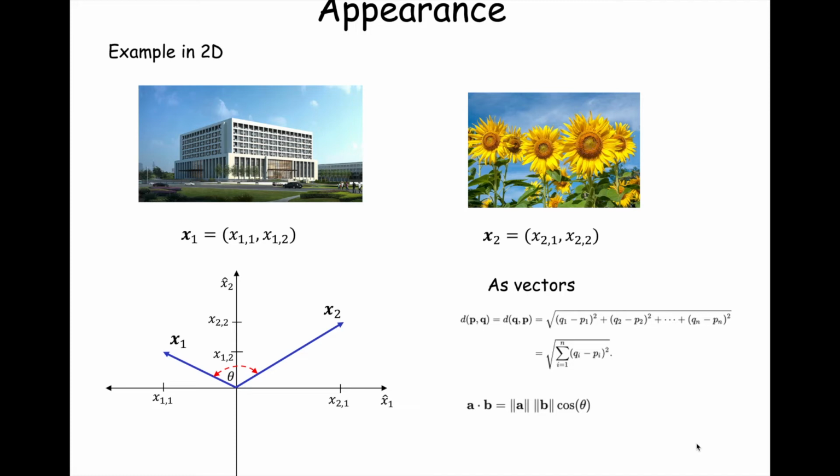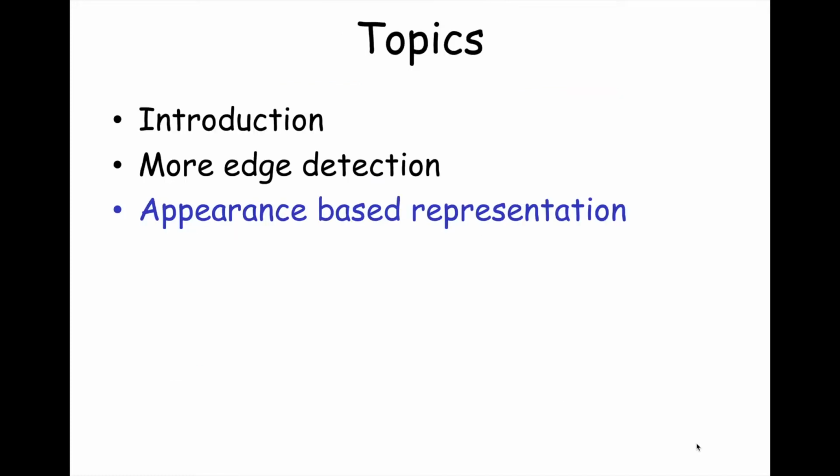So you can use cosine distance as another type of similarity measure, but in this case, you're treating each of these points as vectors in d-dimensional space. Okay. No questions? No. All right.